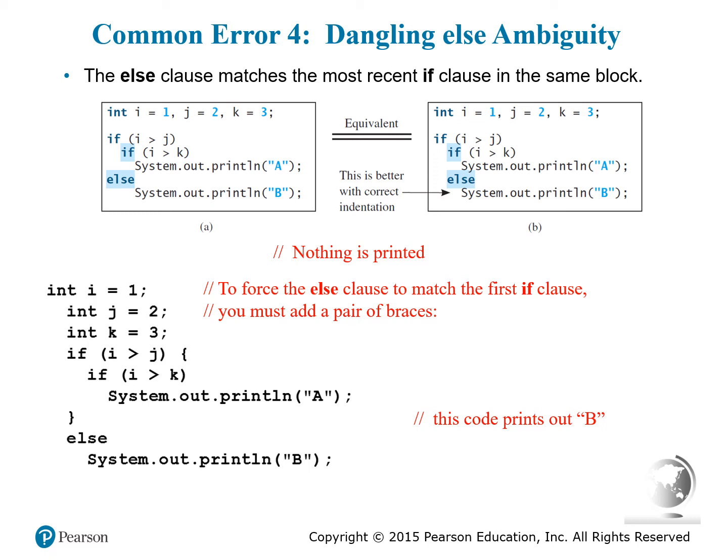This segment of code will only print A if both i is greater than j and i is greater than k is true. It will only print B if i greater than j is false. That is to say, i is less than or equal to j.